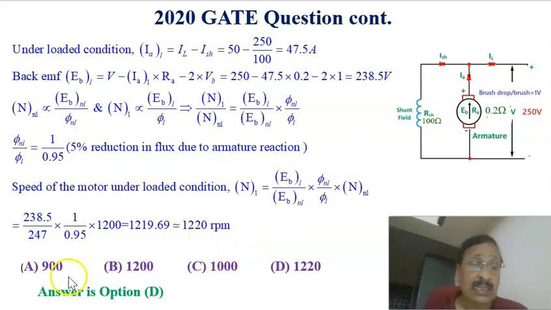Therefore, the options are: A, 900 RPM; B, 1200 RPM; C, 1000 RPM; and D, 1220 RPM. Therefore, the answer here is option D, 1220 RPM. Meaning that at loaded condition, the speed of the motor is 1220 RPM.